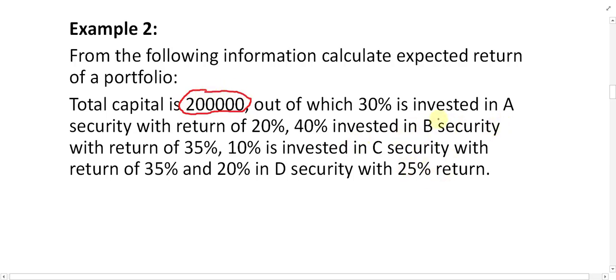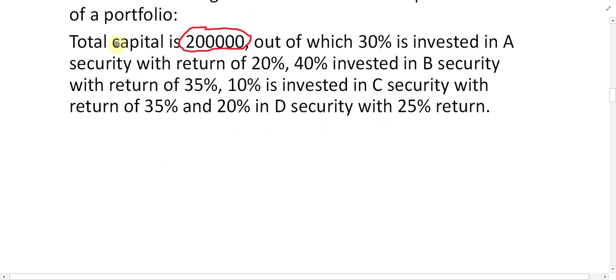Out of which, 30% is invested in a security with the return of 20. It means out of total capital, 30% is invested in security A, but the return of A is 20%. 40% is invested in B security and return of B is 35. 10% is invested in C and return is 35. And 20% invested in D with the return of 25%. For this purpose, again, we have to make a table, then we have to calculate it.